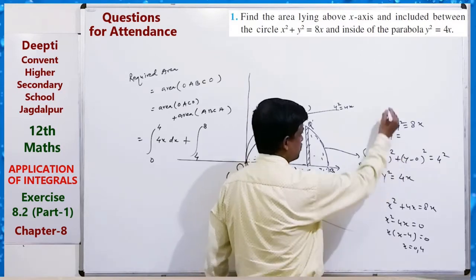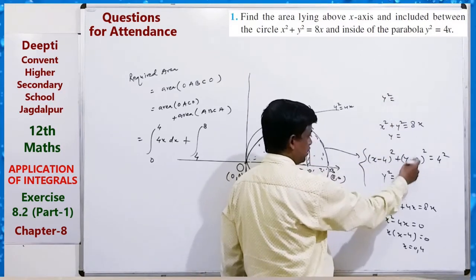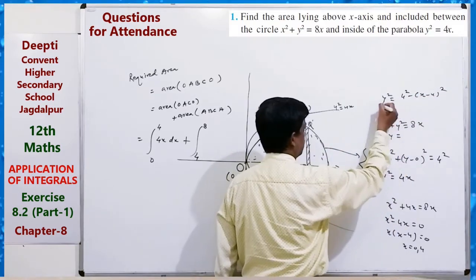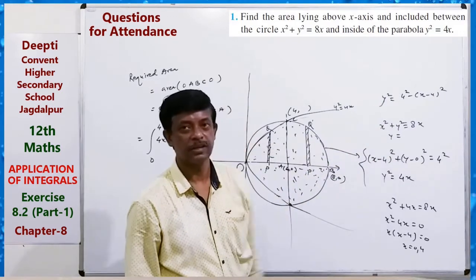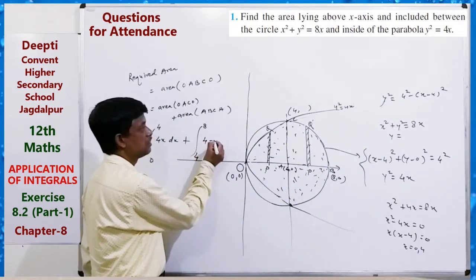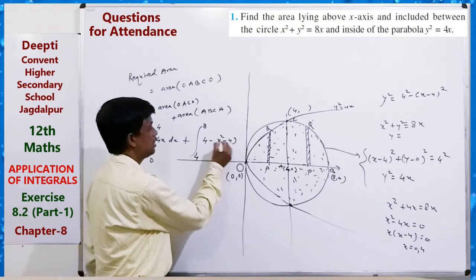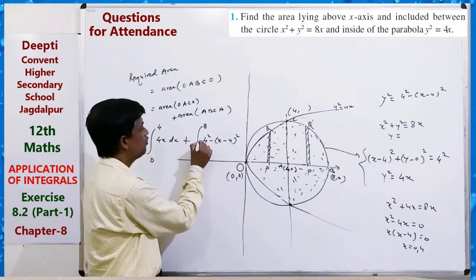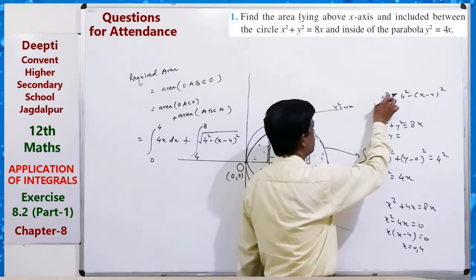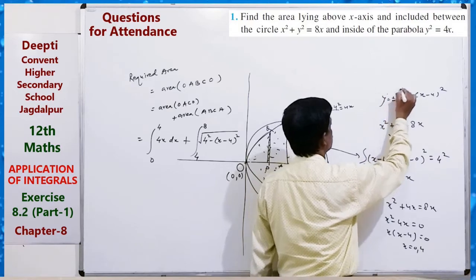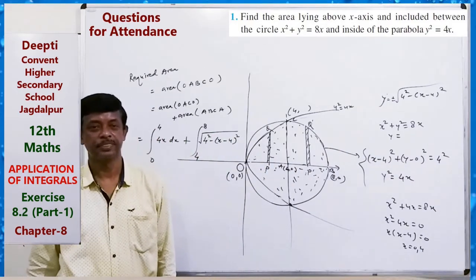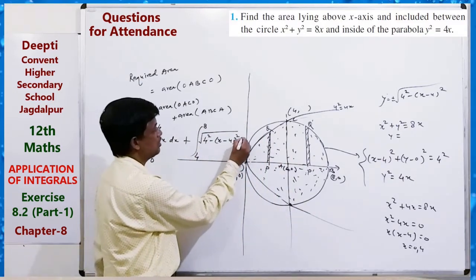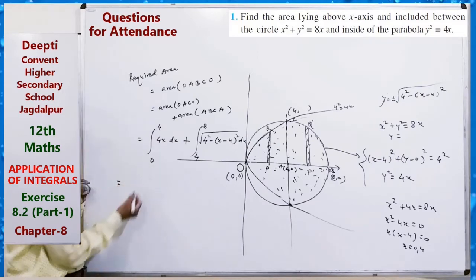So here y square equals 4 square minus x minus 4 square. We can write from here 4 square minus x minus 4 square. Clear? Take the root, because this equals plus or minus the root of this. So plus the root of 4 square minus x minus 4 square dx. Now you can solve this integral.